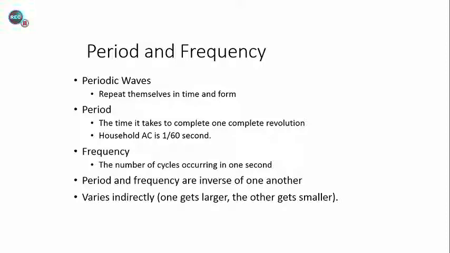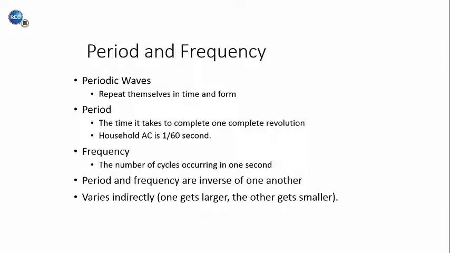And so periodic waves have what we call the period. That is the time it takes to complete one complete revolution. So for example, household AC has a period of 1/60th of a second, meaning that every 60th of a second the voltage coming out of your outlet makes one complete alternation, right? Each 1/60th of a second, we get one complete alternation.